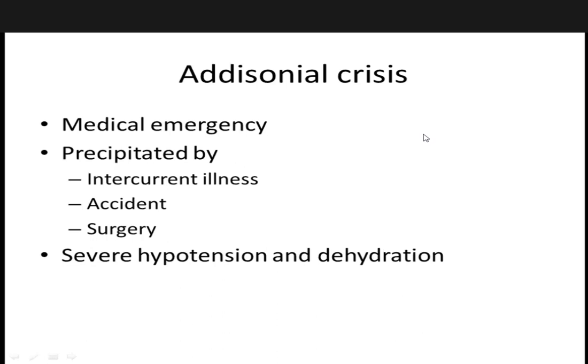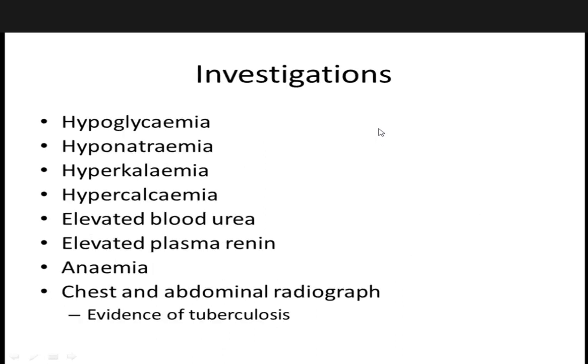Right? Usually, Addisonian crisis is precipitated by intercurrent illnesses where you need an excessive amount of cortisol for metabolism, and other stressful conditions like accident and surgery. Right? So if you get a patient presenting with severe hypotension and features of dehydration and semi-consciousness and all that, one thing you have to remember is Addisonian crisis. Right? So this will be supported by some other investigation findings. Right?